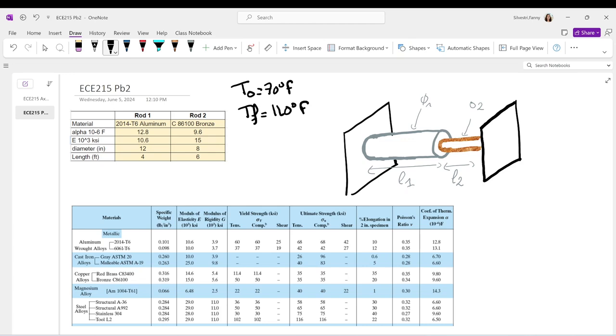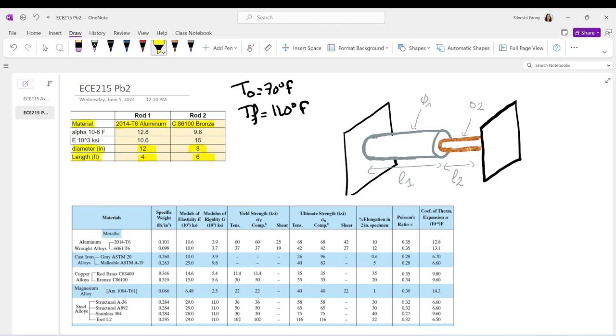The information given is, I will just highlight what will be provided to you: the material and the dimensions of the rod. The diameter one is 12 inches and the length is 4 feet, and the diameter two is 8 inches and the length is 6 feet. L2 is a bit longer. But you can find the other information you need in your table of properties of materials.